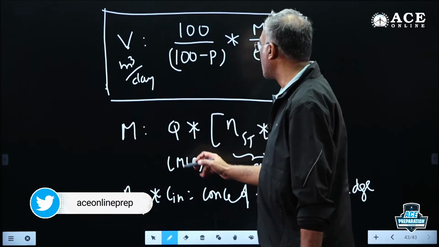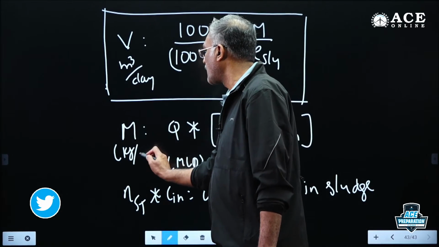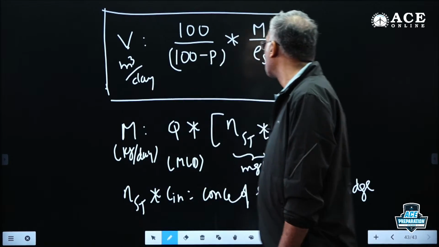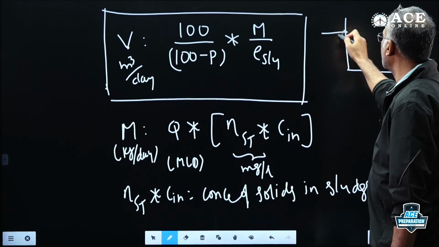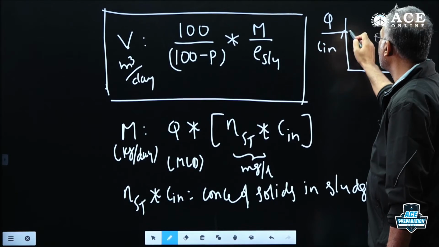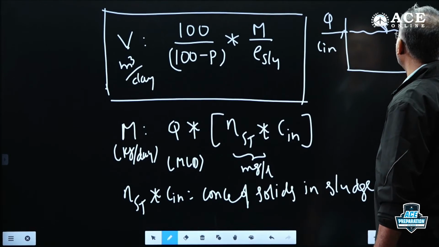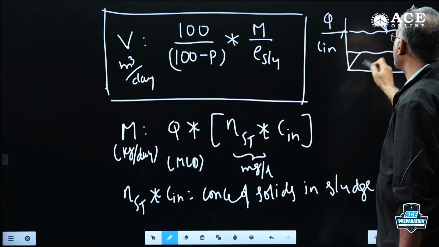mg per liter, straight away will get this in kilogram per day. So suppose now how to calculate this M value. When your sedimentation tank is there, when you apply Q amount of water with concentration of solids Cn, then all of them will not settle down. Some of them settle, some of them escape also.